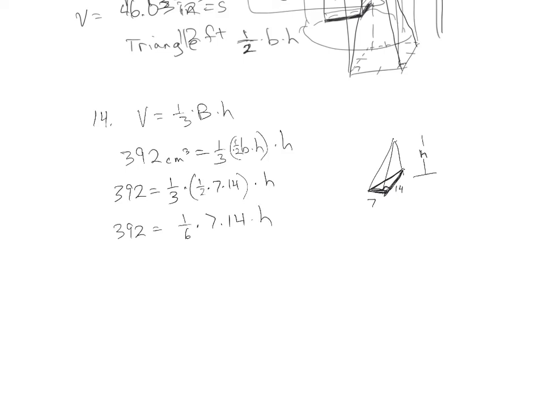And again, how am I going to solve this? I'm going to multiply by 6 on both sides. So 392 times 6 is 2,352 equals 7 times 14 times h. I'm going to figure out what 7 times 14 is. That's 98. So 2,352 is equal to 98h. And what do we do? We divide off the 98. So 2,352 divided by 98 is equal to 24. So the height is 24. 24 what? Centimeters.